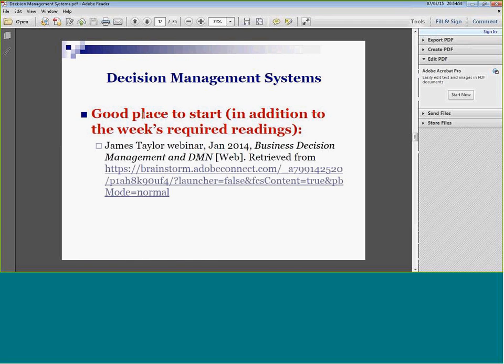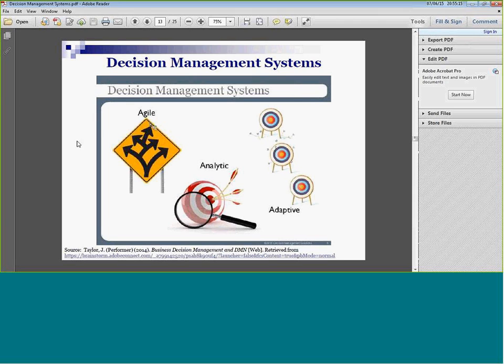So, decision management systems. A good place to start, in addition to the required readings for the week, is this webinar that Mr. Taylor delivered. Some of the material in there will be old, but some will be new. Remember, he is one of the leaders in the world in this business, president of the Decision Modeling Notation (DMN) Society, which has just been adopted, and his software is based quite closely on that.